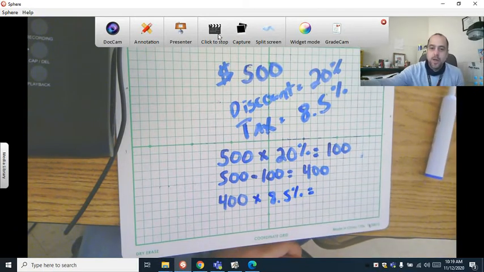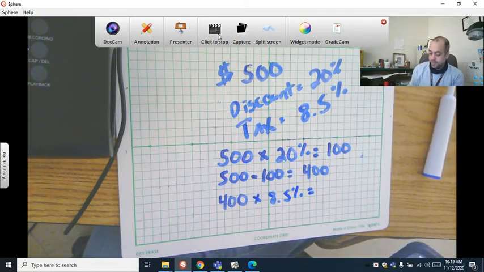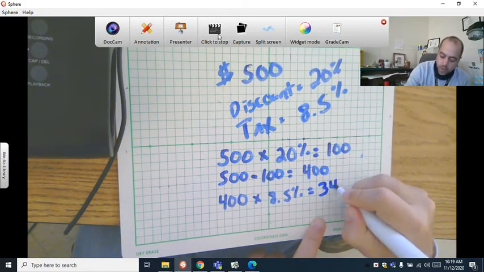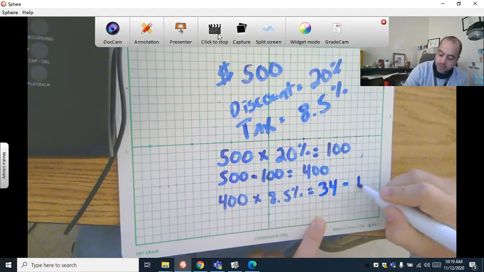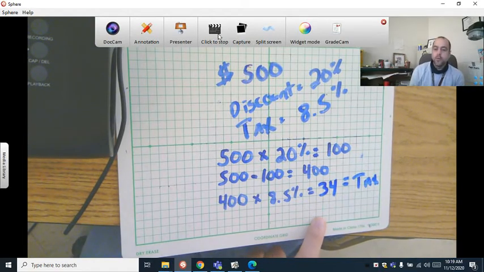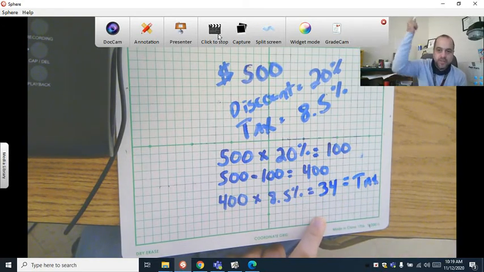I'm actually going to need my calculator for this one. So we're going to say $400 times 8.5%, and that gives me 34. So that's our tax. $34 is the tax. What do we do with the tax? We add it. Remember, the taxes are bad. It makes the prices go up.